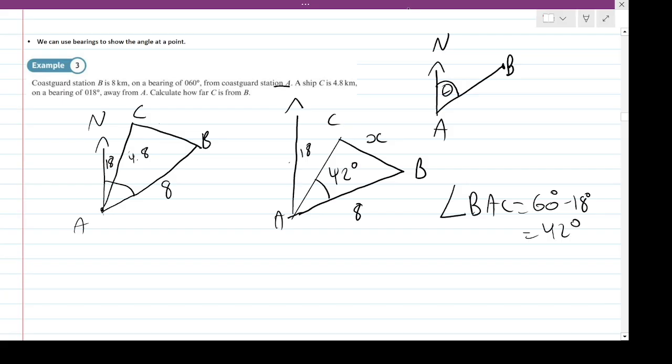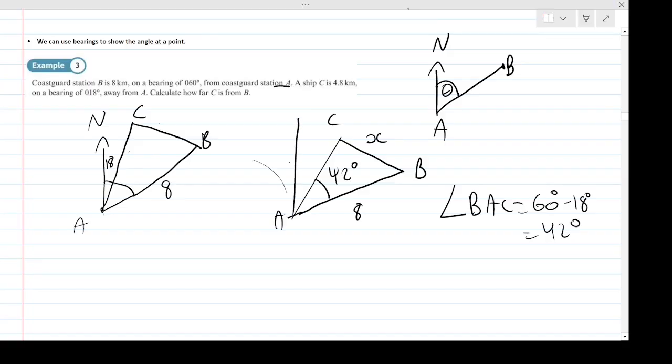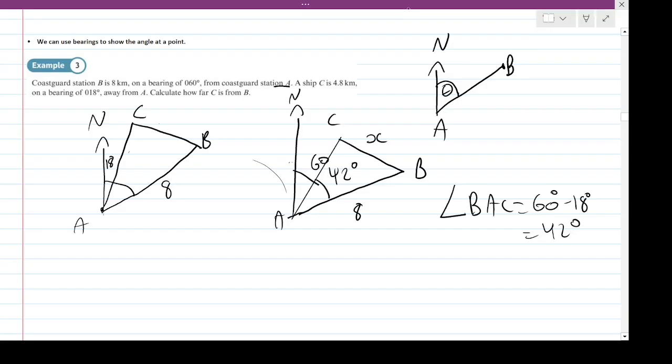I think that's probably the hardest step actually, working out the angle. So hopefully you understood the bearings. Because the whole angle on this north line has to be 60, but I also know this angle here is 18. So to get the angle inside the triangle, I take away 18 from 60 to get 42. Anyway, so there we are. So we've got this triangle then.